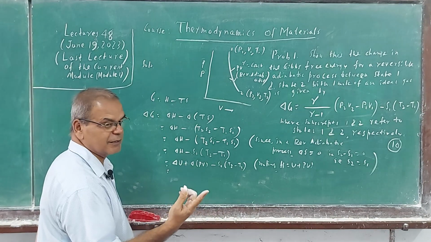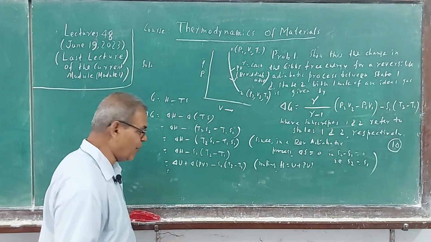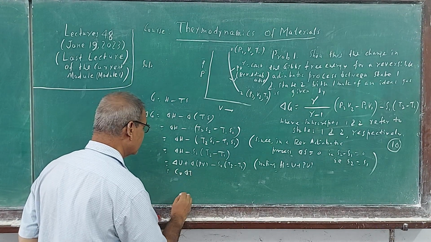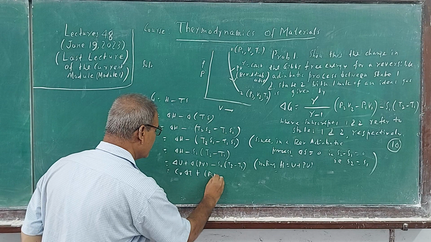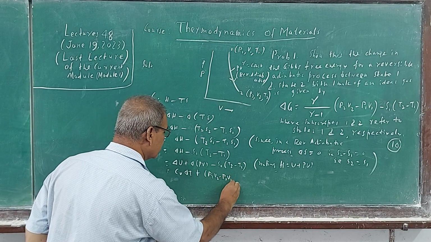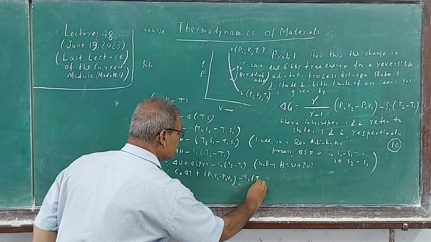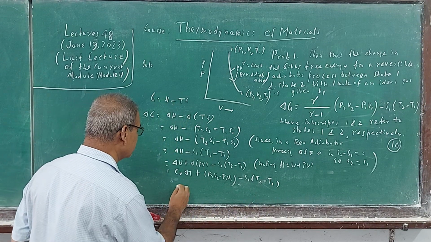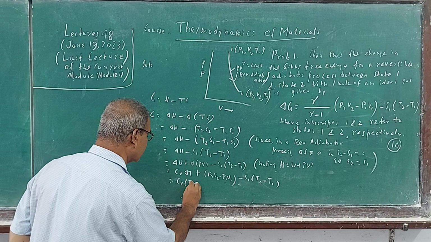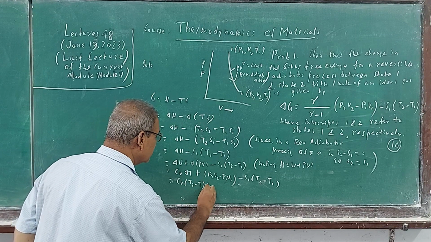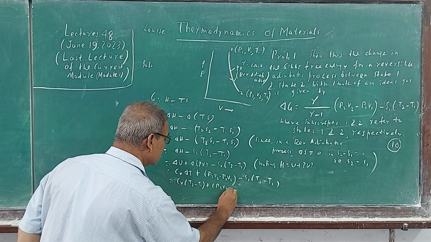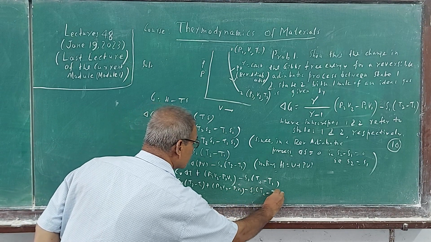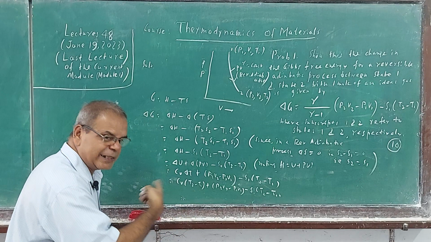n is 1, even easier. For an ideal gas, Cv delta T. So Cv (T2 minus T1) plus P2 V2 minus P1 V1 minus S1 (T2 minus T1). We need T2 minus T1 in terms of P2 V2.